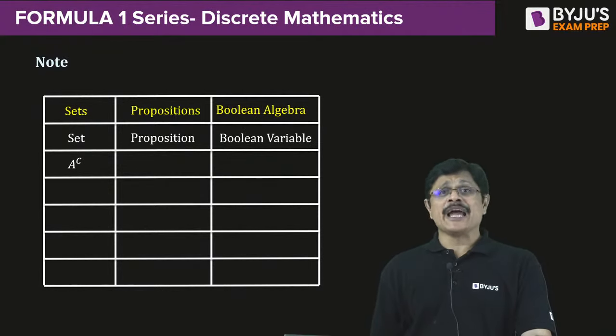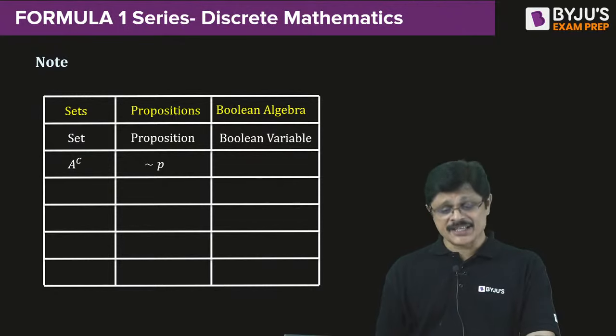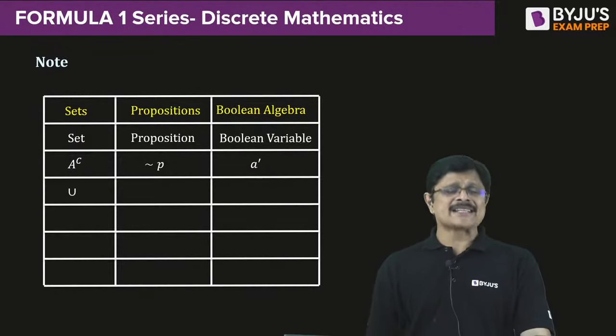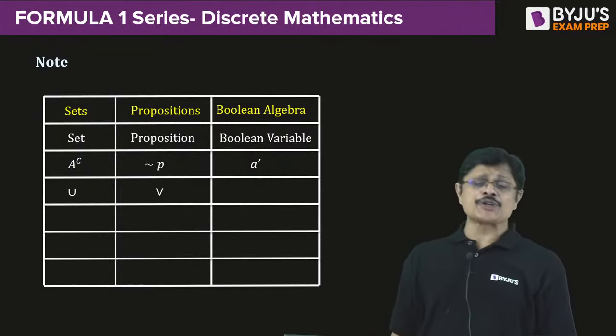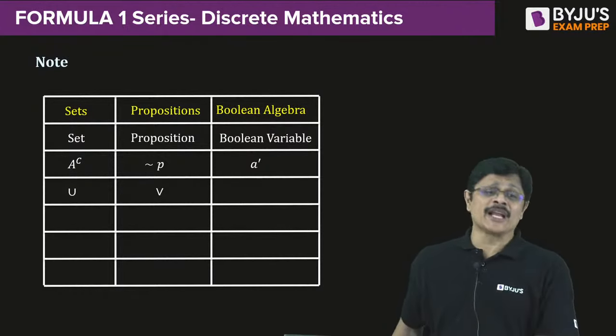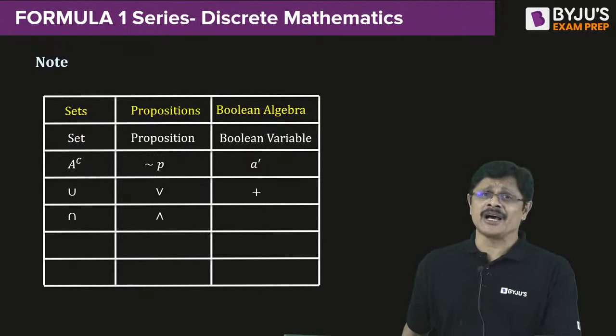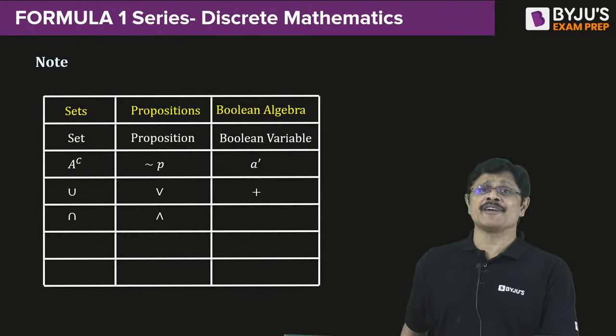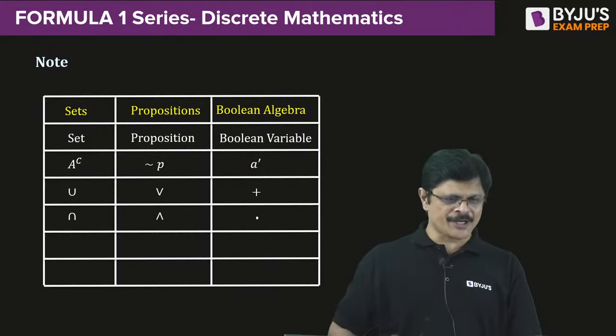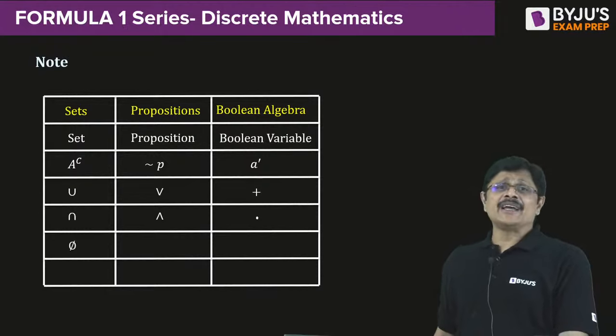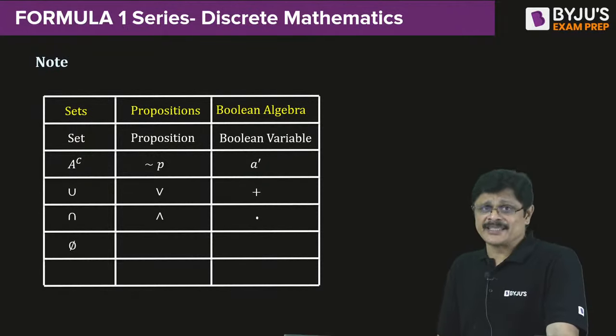See, in sets we have complement. Here we have negation, whereas in Boolean algebra we have complement. In sets you have union; in propositions you have the OR connective, whereas in Boolean algebra you use plus. In sets you have intersection; in propositional algebra we have conjunction, whereas in Boolean algebra we have the dot operation. The empty set in sets is contradiction in propositions, and in Boolean algebra it is zero.